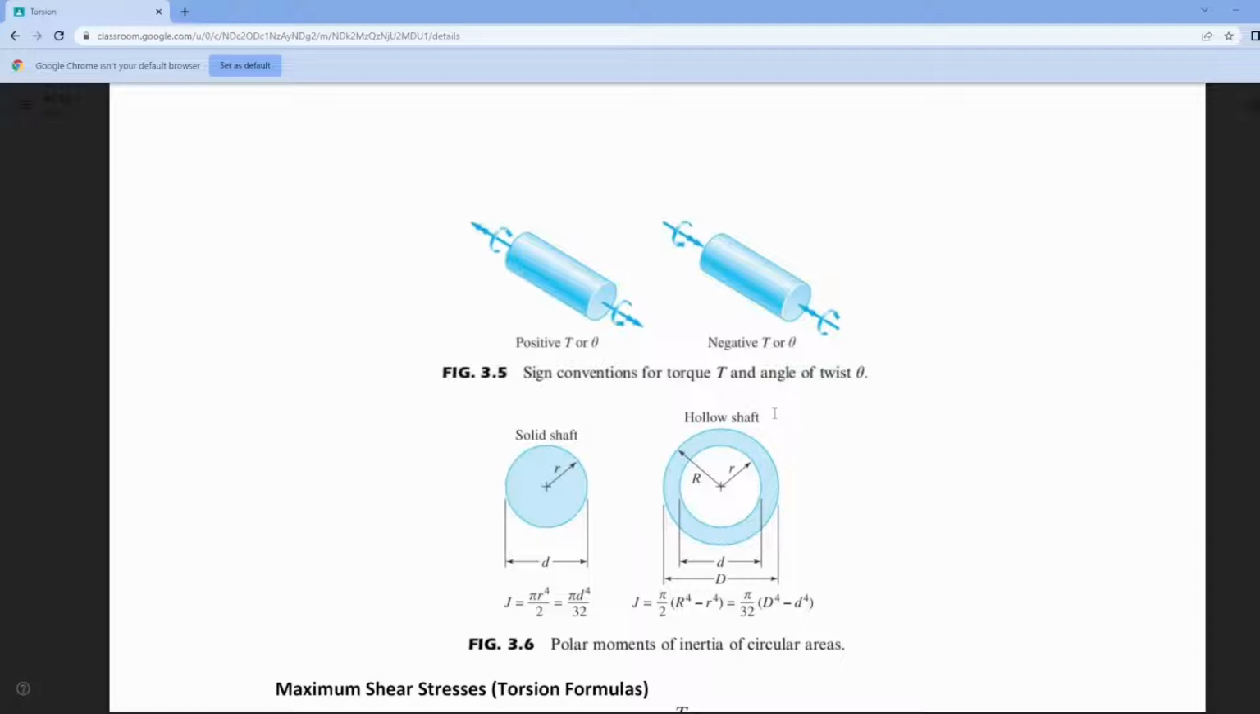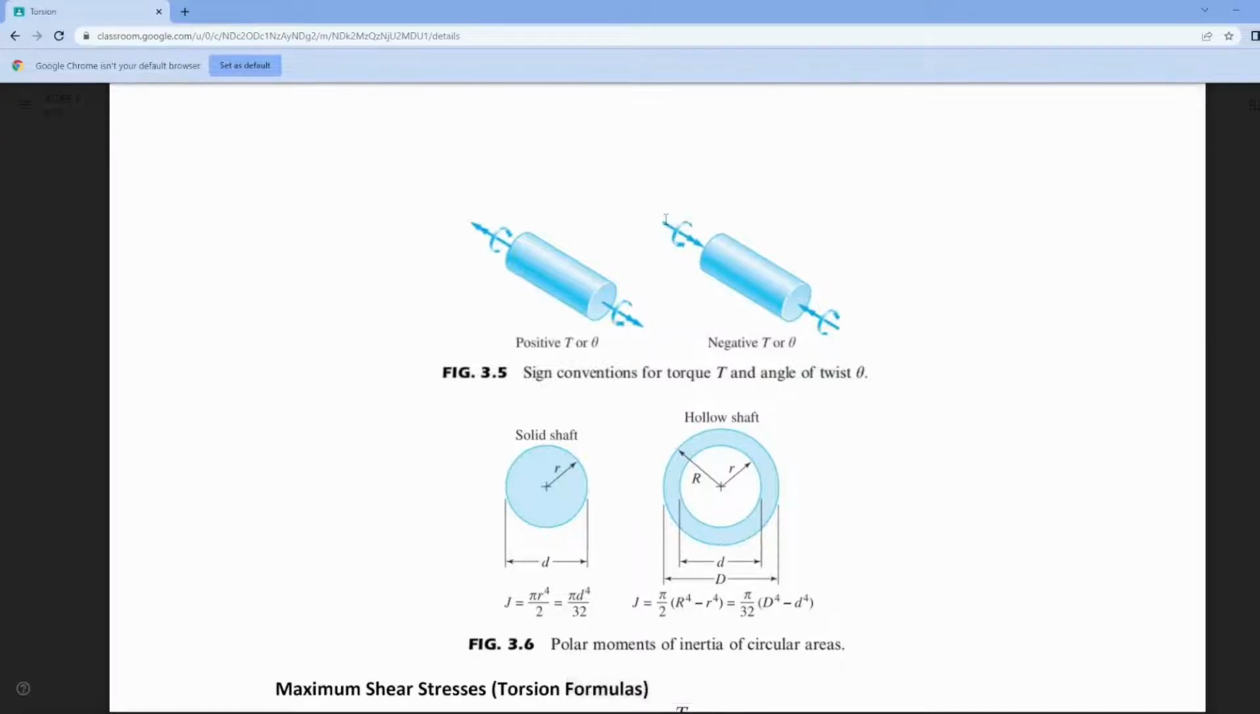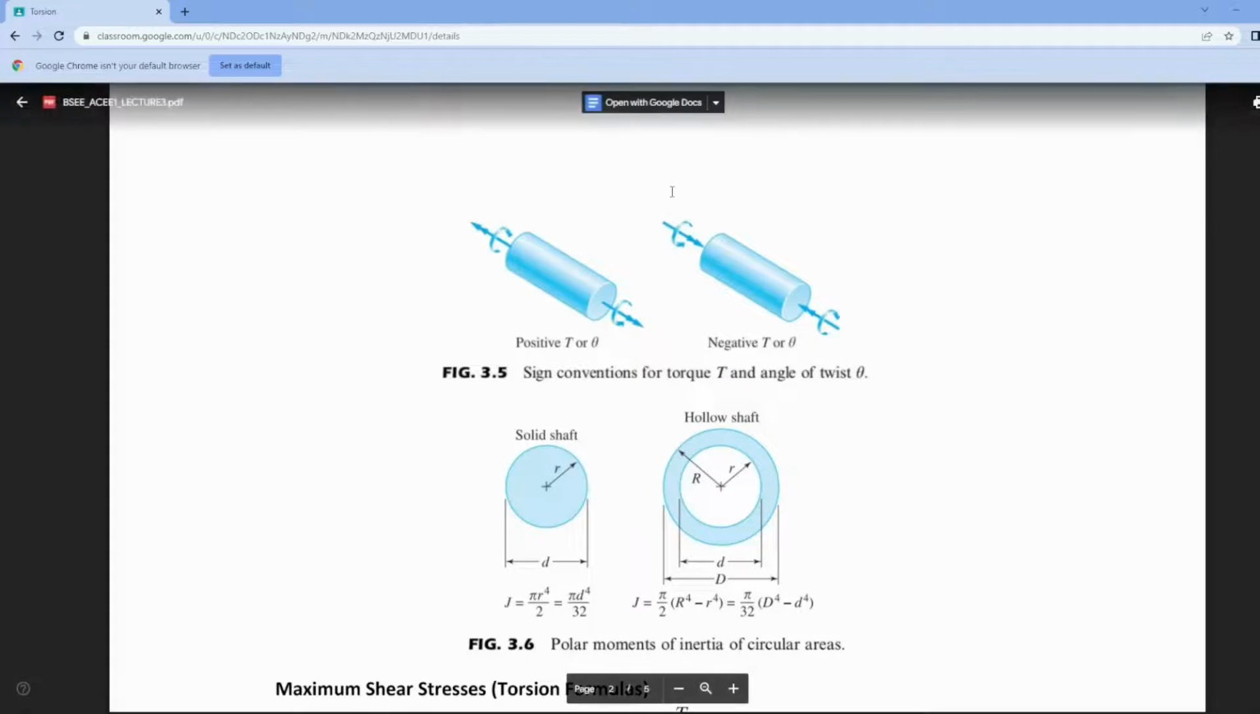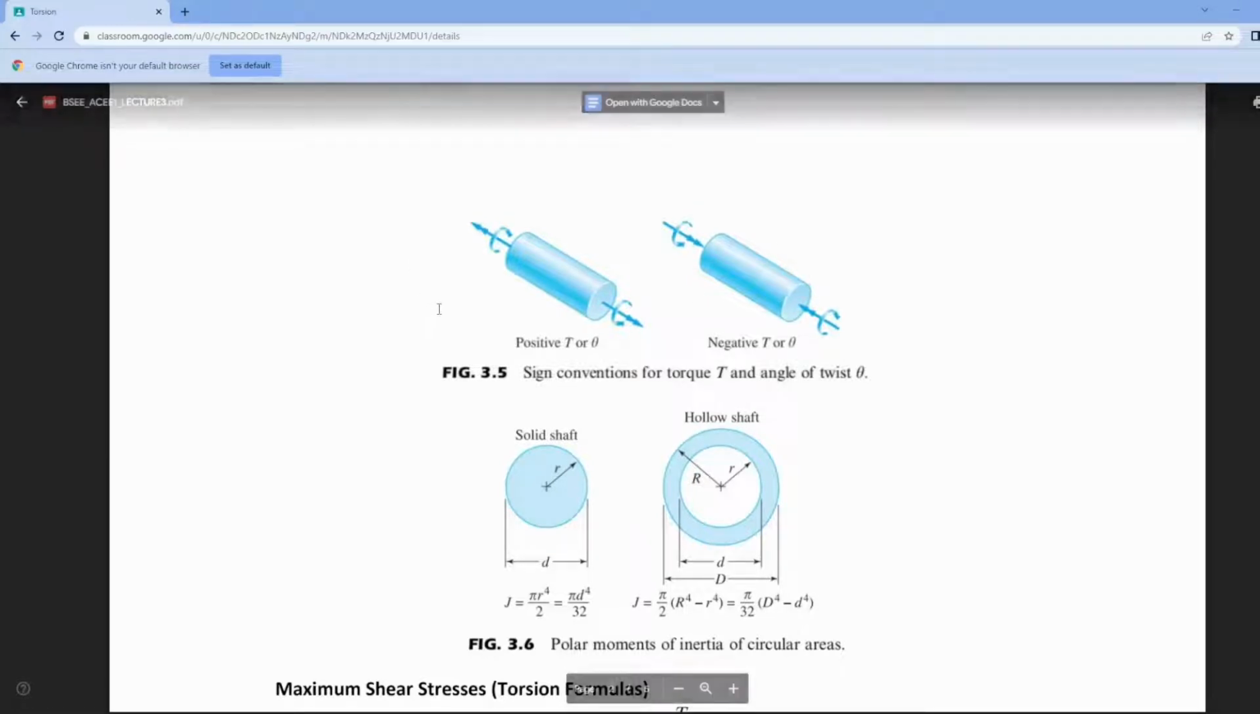Right? So that is called the right hand rule. The right hand rule also applies here. So, it just says that it's a positive torque when it points outward, and a negative torque when it points towards your object. Alright? So that's all. Both of these use the right hand rule.